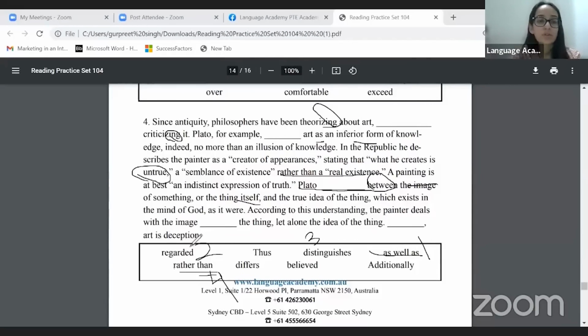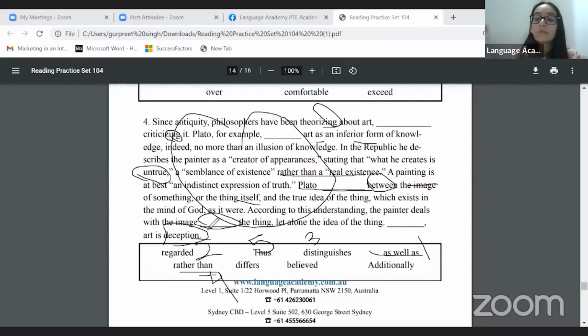Dash art is deception. So all these things were negative, and in the end, we have the conclusion. Thus, art is deception. Again, a negative word. All the words that start with D are negative. So art is deception. That is the overall conclusion of this paragraph. So it should have been rather than later on and as well as first, because here we cannot go positive when everything is negative. And how can we in the end say that the painter deals with the image as well as the thing? Then what is the problem? If the painter focuses on both the things, then there's no problem, right? So we have to show a problem because the whole context is a problem.